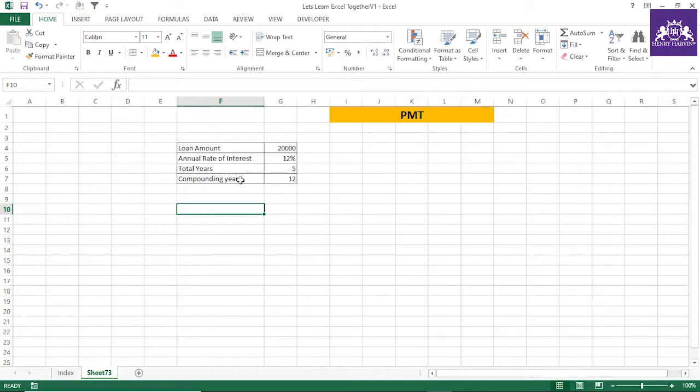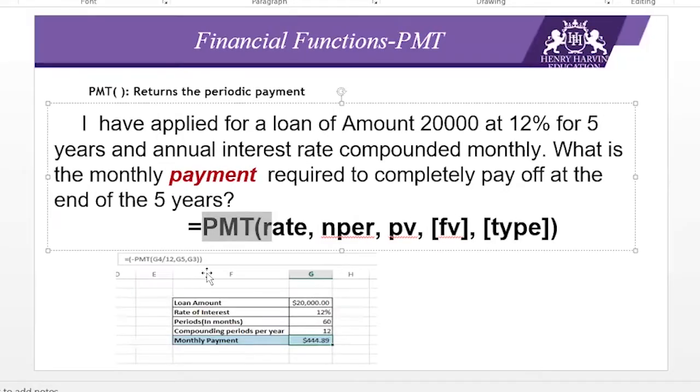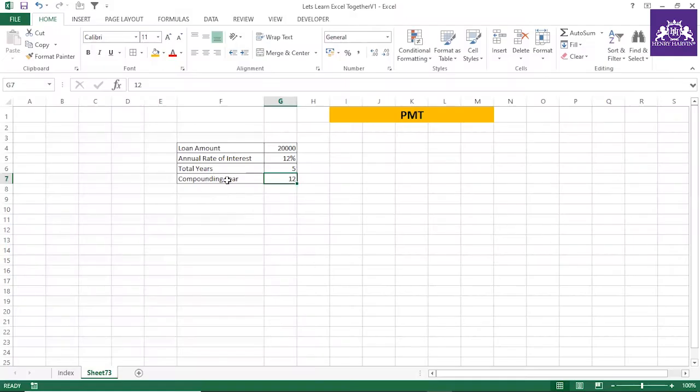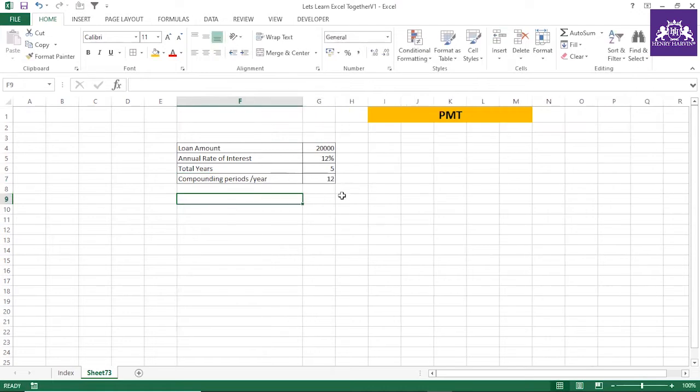Over here, compounding year is 12. Total years is 5. If you look at the example, it is compounding periods per year. Sorry, guys. It will be easy to understand, so that you get complete clarity. So this is the annual rate of interest, and this is the monthly payment we have to find out.